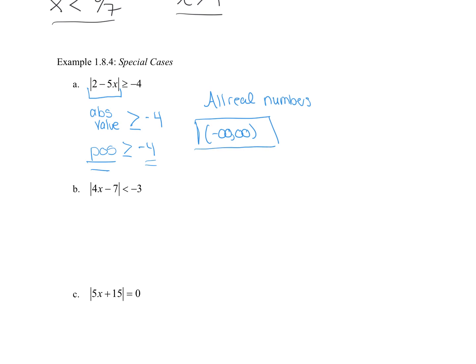Letter B, we're going to look at logically again for a second. Letter B says my absolute value is going to be less than a negative 3. Well, absolute value is always a positive number, so positive less than negative 3. This never happens. A positive is never less than a negative 3. So there are no solutions, which means my answer is the empty set.